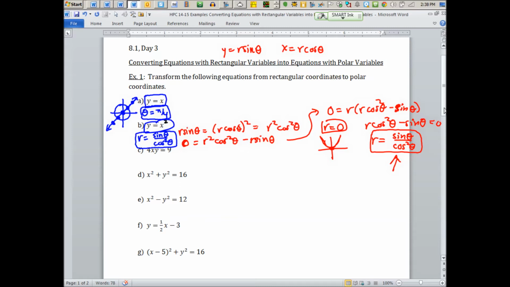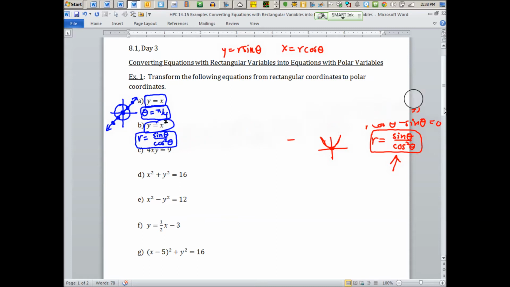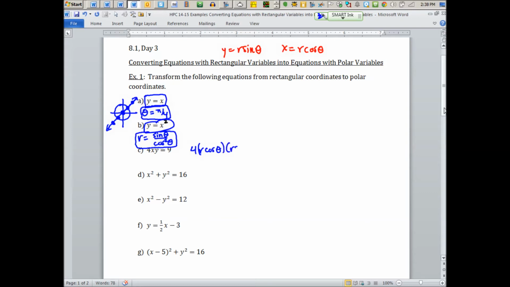Let me erase my work from this previous one, just leaving only the answers for the previous problem. This next one would give me 4 times r cos theta times r sine theta. That is literally x and y. And this gives me 4r squared cos theta sine theta equals 9. And bringing my work up here, I can divide by 4 cos theta sine theta. So I get r squared equals 9 over 4 cos theta sine theta.